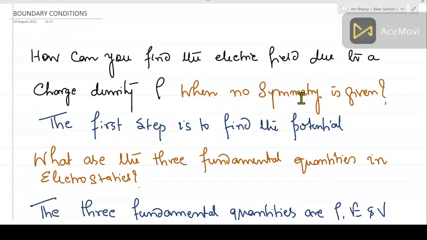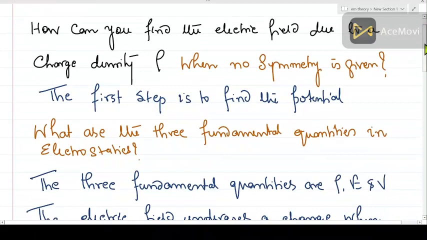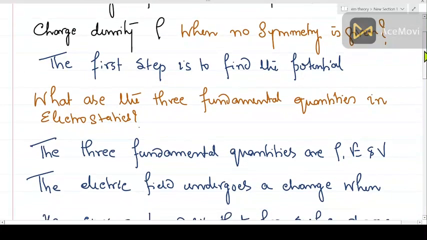And you must have solved the problems of Gaussian surface in 12th and in BSc first year: the electric field due to a sphere, a hollow sphere and all these things. But when no symmetry condition is given, how can you find the electric field? To solve such problems, the first step is to find the potential. We will see how it can be done.